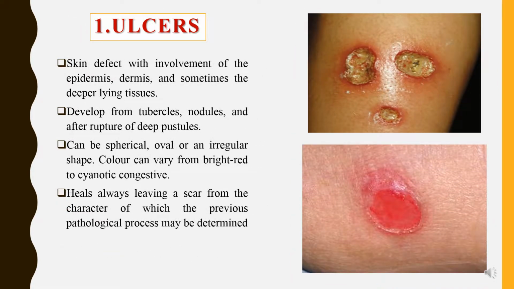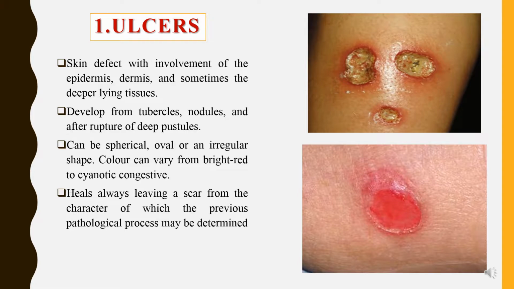The next secondary morphological lesion is called ulcer. It's a skin defect with involvement of the epidermis, dermis, and sometimes the deeper lying tissue. Ulcer develops from tubercles, nodules, and after the rupture of deep pustules. Trophic ulcers form as the result of primary necrosis of healthy tissue because of its disturbed trophism.